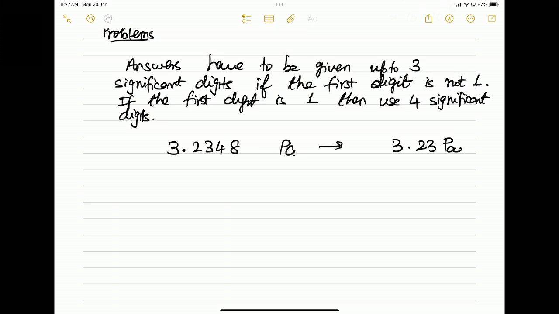And if it is something like 1 point, now here you count 4 digits. So always start from the first non-zero digit. If there are zeros in front, you don't count them. And so if it is 1.00896, that's what your calculator tells you, then you have to give it as 1.009.